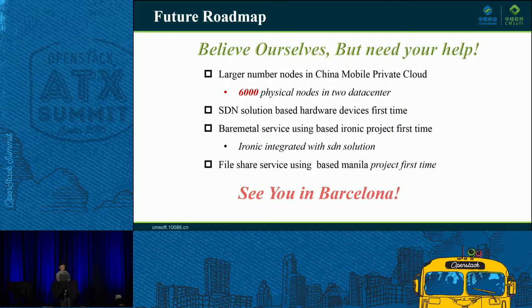It's the first time. The most difficult part is that Ironic will be integrated with the SDN solution. And the SDN solution based on hardware devices, I think it is very difficult. And we will use file share service based on the Manila project. It's also the first time.